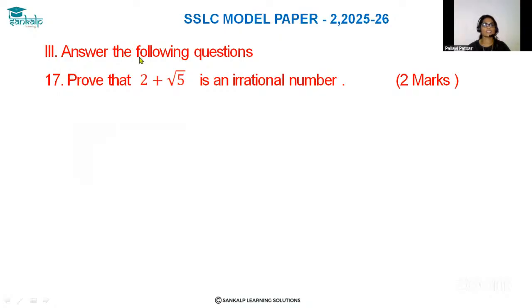Third main, answer the following questions. Look at the question number 17. Prove that 2 plus root 5 is an irrational number. So let us assume 2 plus root 5 is a rational number. Now let us prove it by contradiction.